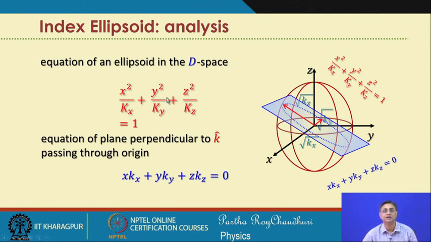So, to do that, let us write down the equation of the ellipsoid in terms of k x, k y and k z, which is equal to 1. The equation of the plane perpendicular to k can be written in this form. We have seen while discussing the plane wave solution that the phase front must be describing a plane, that is k x into x, plus k y into y, plus k z into z will be equal to 0.